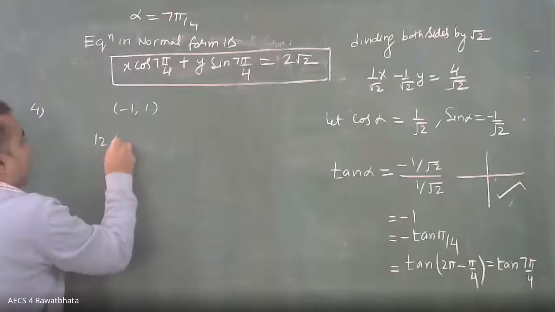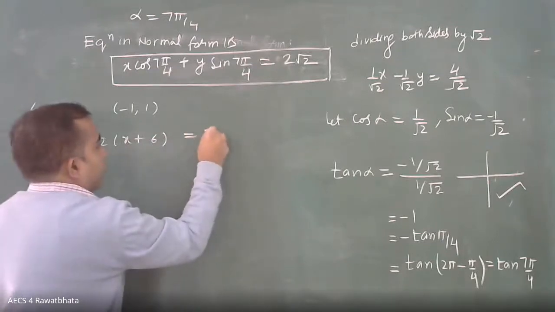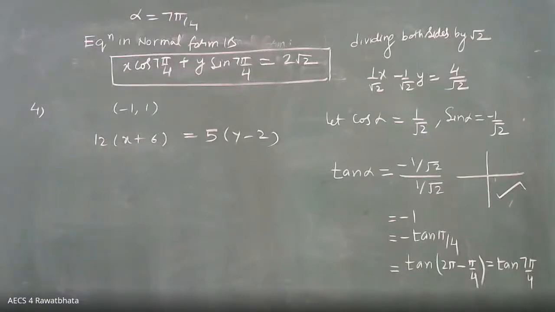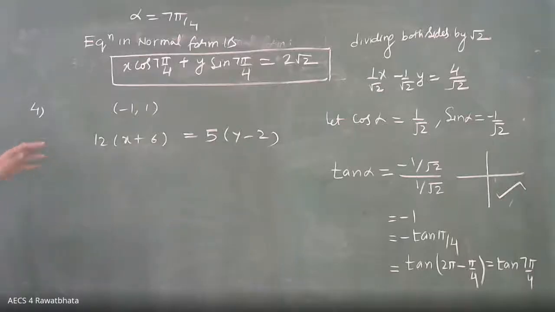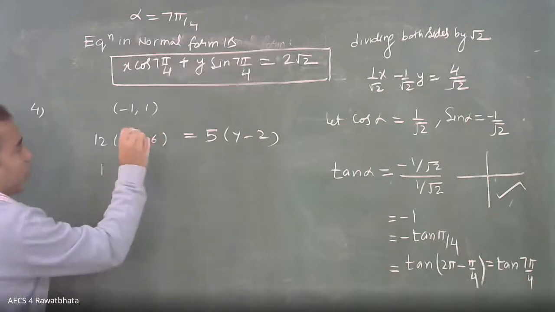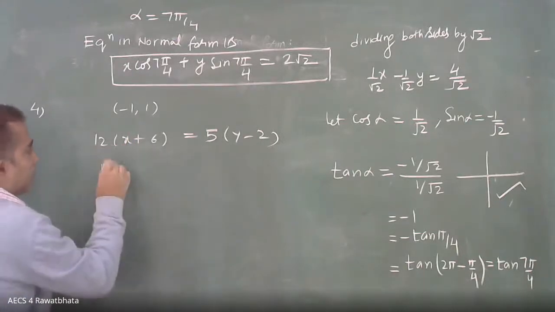Find the distance of the point (-1, 1) from the line 12(x + 6) = 5(y - 2). So, Neha, would you like to suggest what I should do? I have to find the distance of this point from this line. Any suggestion, Neha? Sir, first we will simplify the equation. Yes, first we'll simplify because we have a formula for finding the distance of a point from a line. We'll apply that, but first let us simplify.